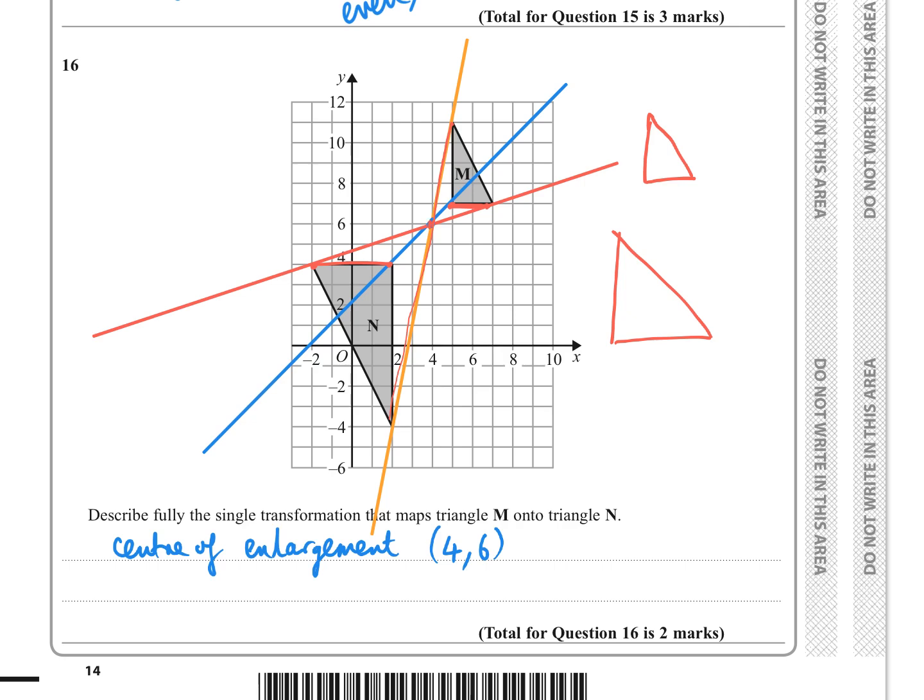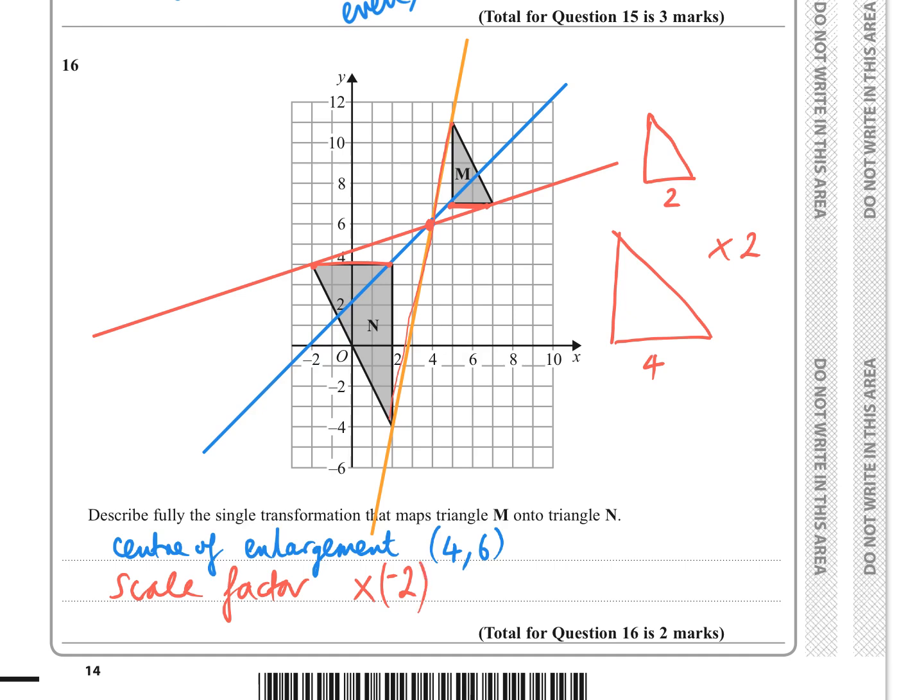So it's going to go through this focal point here, or the centre of enlargement, and it's therefore going to be negative. So we know that that was 2 and that was 4, so we could say times 2, but I'm afraid that would be wrong. So the scale factor is actually times negative 2, okay? So you've got to be careful with that.